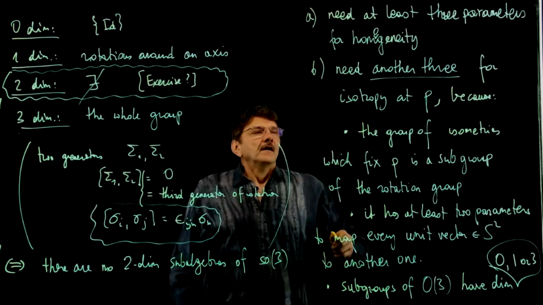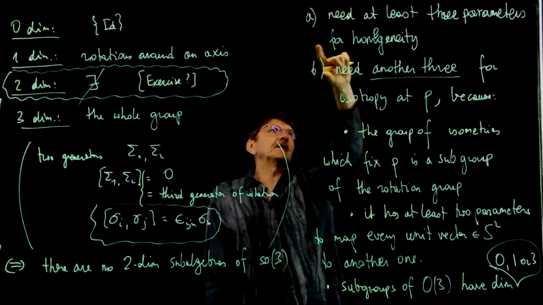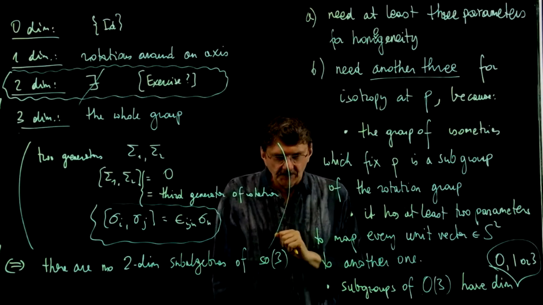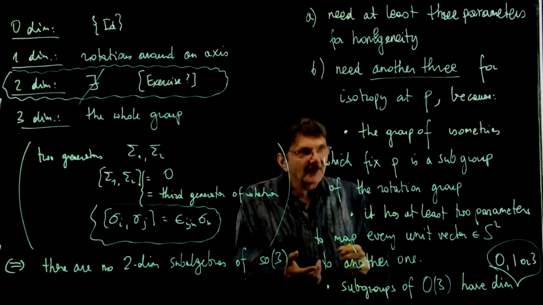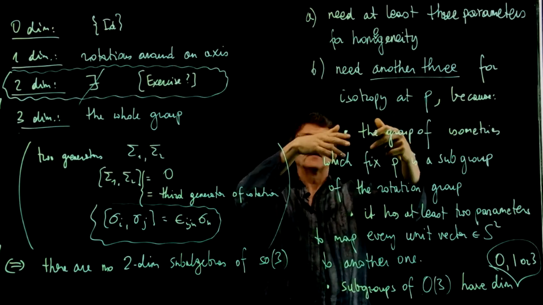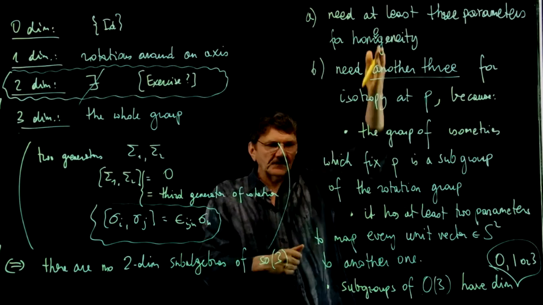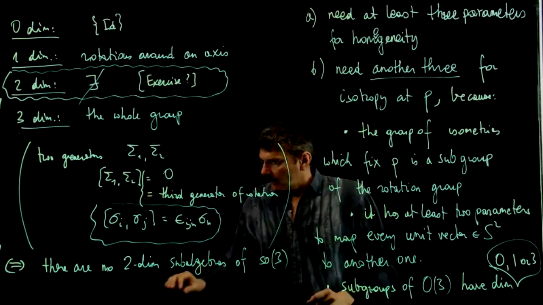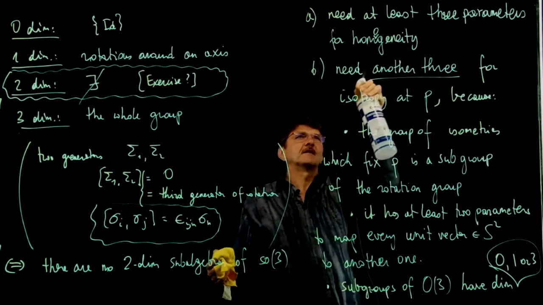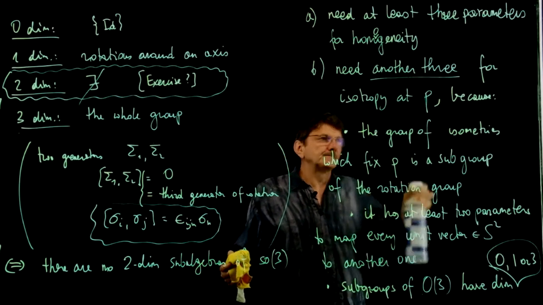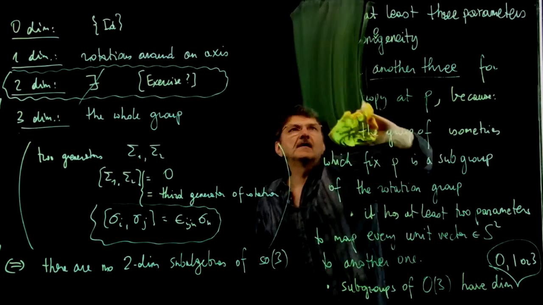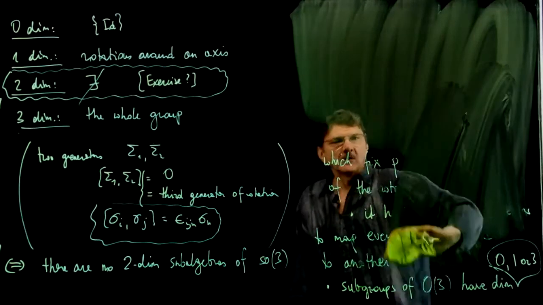So where are we? Okay, so we need at least three parameters for homogeneity. And we need another three for isotropy, because we need at least two for isotropy, but there are no two-dimensional subgroups of the rotation group. So you need three. So you need six parameters, right? So homogeneity and isotropy at some point already implies six parameters. So the dimension has to be at least six. And in dimension three, but this is precisely the maximal dimension.